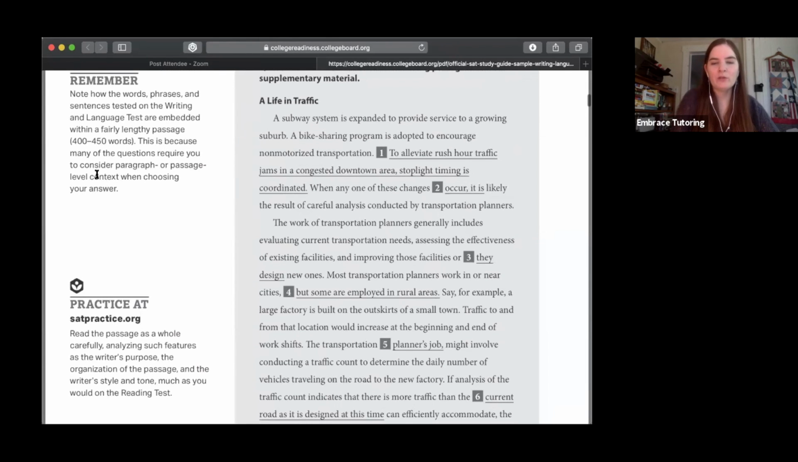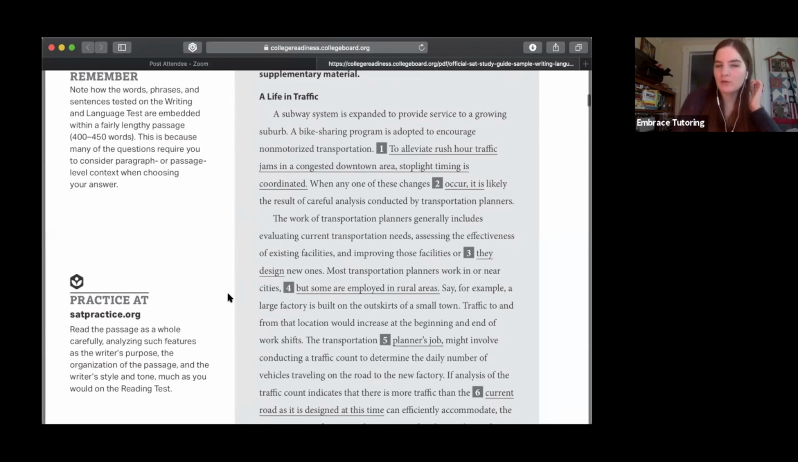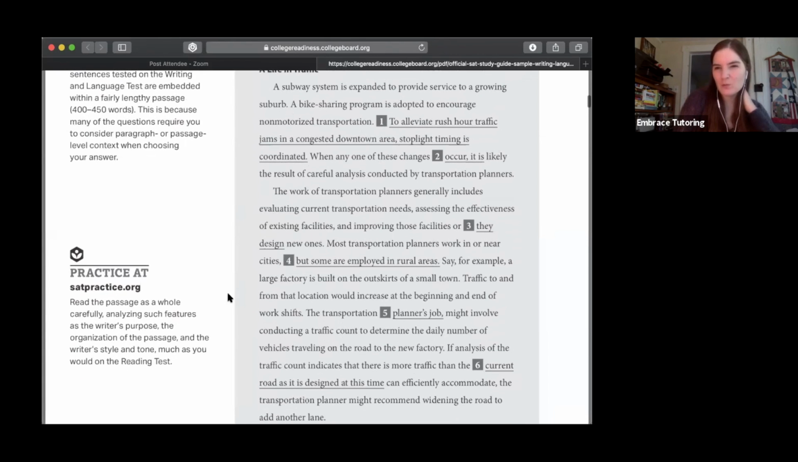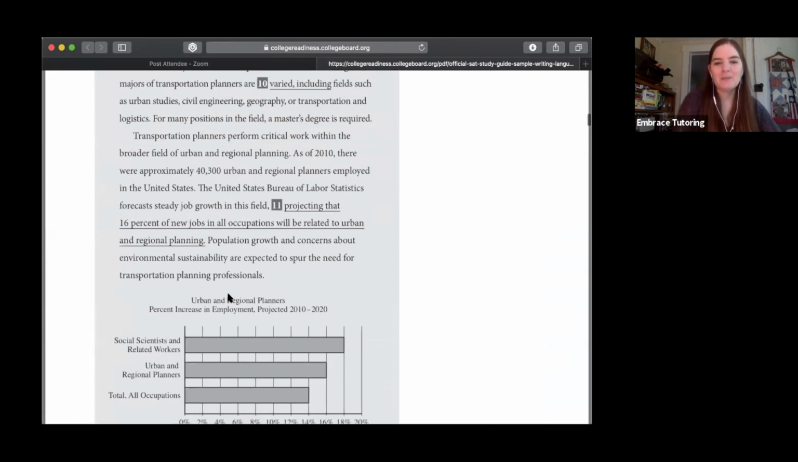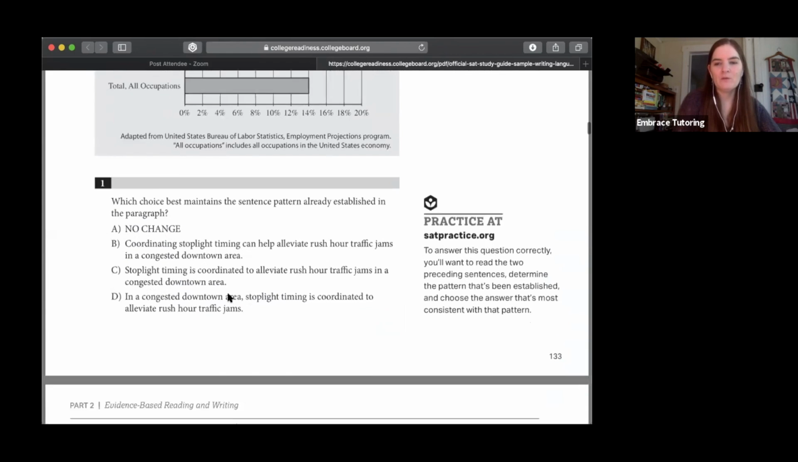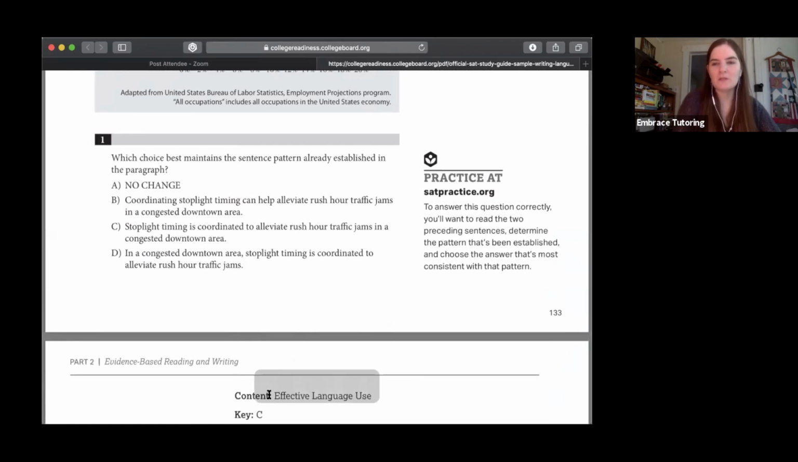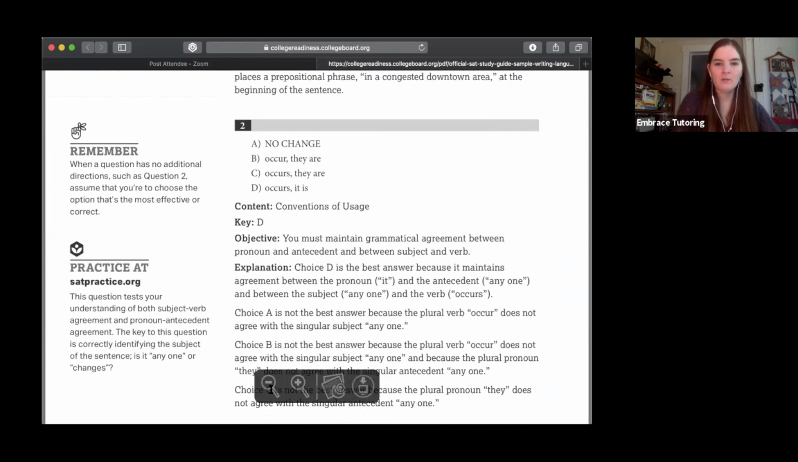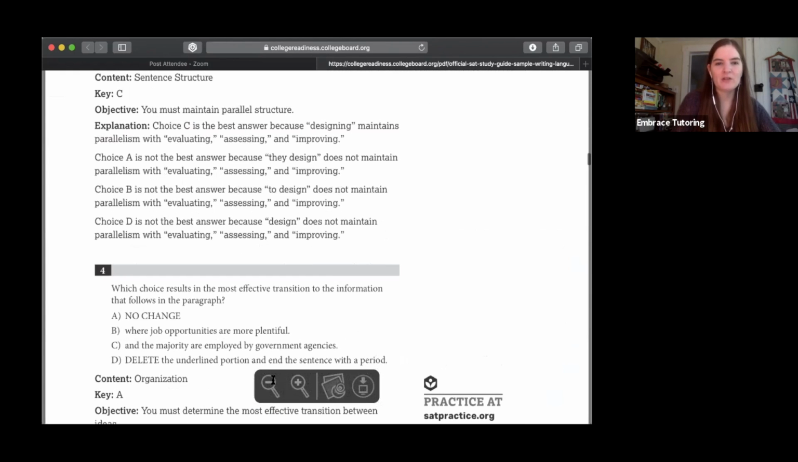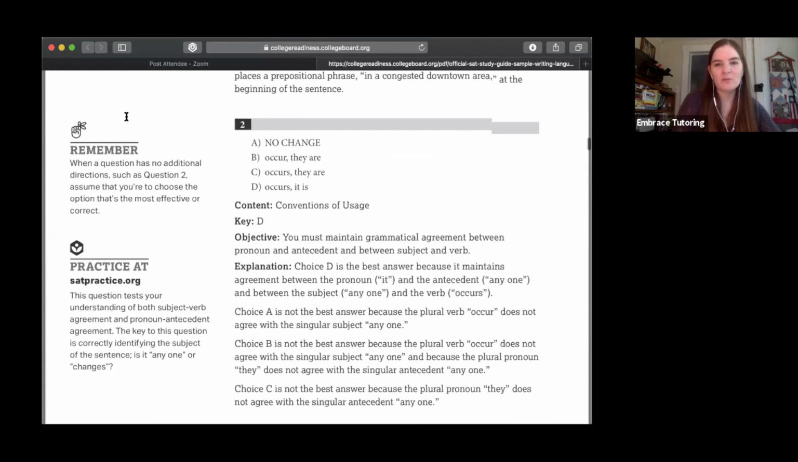You typically only have passages that are shorter on this section, typically 400 to 450 words at most. I mean, that's more on the lengthy side, but we've covered that too in terms of the differences between the passage length in the reading section and the writing and language section. So this section is really just going through and giving you a breakdown of certain types of questions.